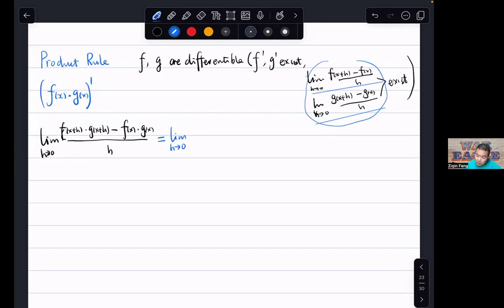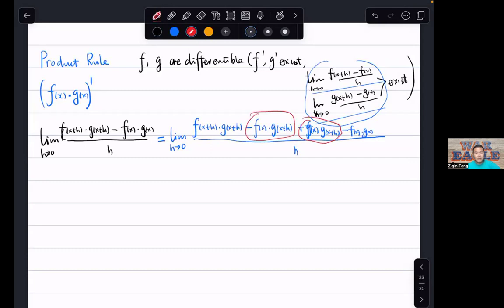We're just putting in a middle term: f of x plus h times g of x plus h, minus f of x times g of x plus h, then plus f of x times g of x plus h, minus f of x times g of x, over h. So we put in a middle term, this term and this term. These two are the same, so they cancel each other. We don't change our function.